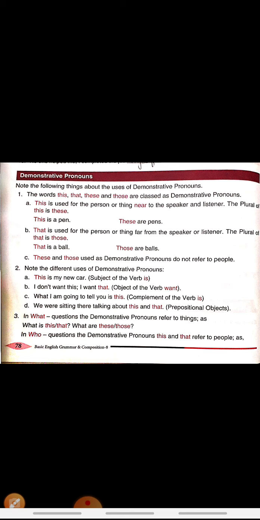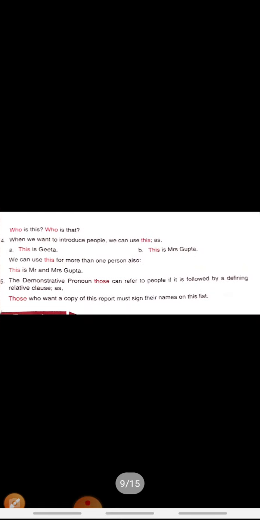In who questions, who refers to people. When we ask questions about people, we say who is this, who is that. Okay, now here this and that refer to people. It will be answered with a noun, the name of a person. Clear? So who is this, who is that.